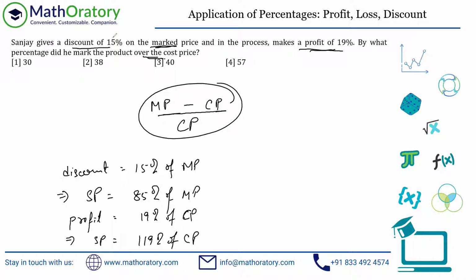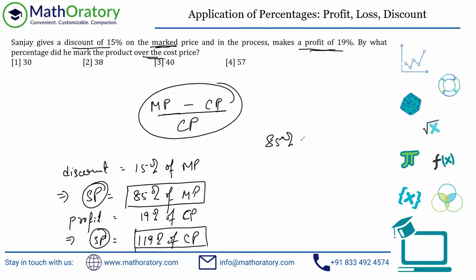Now, once you have this kind of situation, I hope you can see that both of these are SP. So we can basically equate these two, right? So effectively what we have is 85% of the mark price is equal to 119% of the cost price. So we are getting a ratio of MP by CP, which is 119 upon 85. Now, if you are good with reducing these kind of fractions, my recommendation is always try to reduce these kind of fractions before you go into the final calculation.